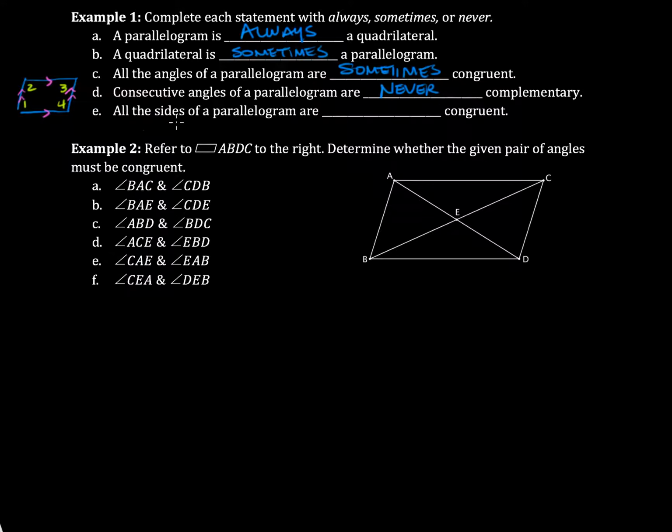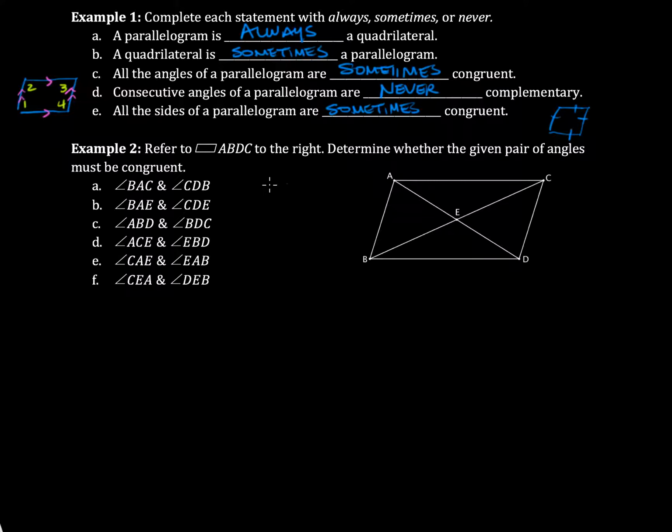Lastly, we have part E. All the sides of a parallelogram are congruent. That, as you can probably guess, is sometimes true, but obviously not always. We can see a parallelogram down here where there's clearly two sides that are longer than the other two sides. But it could be possible that we could have a parallelogram where all the sides are the same length, and those are called rhombuses, and we'll learn a little bit more about them a little bit later on.